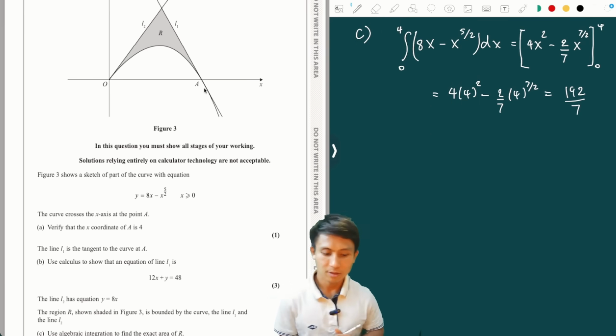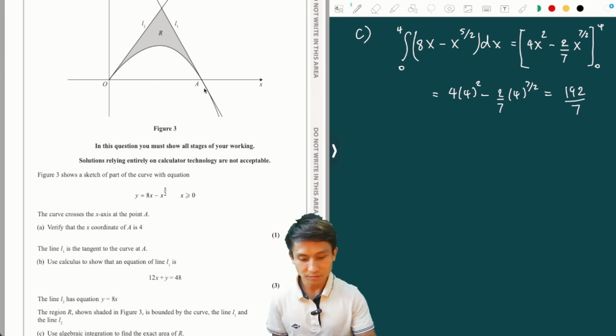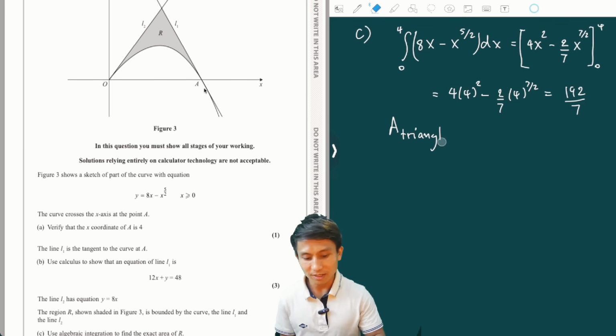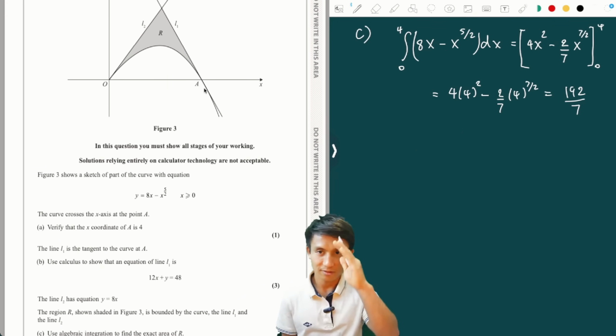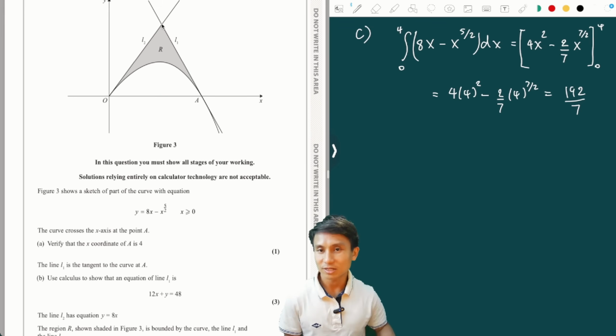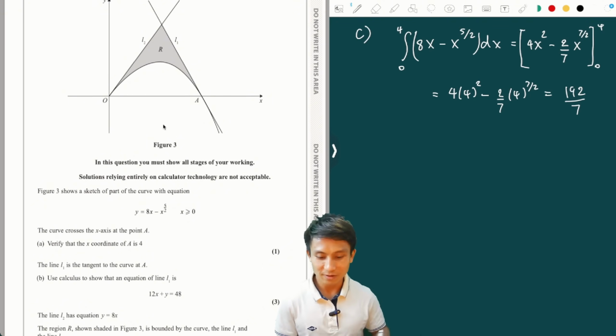And then we need to find the area of the triangle. At first we probably need to find the intersection of those two lines up there. We need to find the intersection here because then we will get the height. And when we know the height, we already know the base being 4 here, because the x-intercept here is 4. So we do half base times height, right?